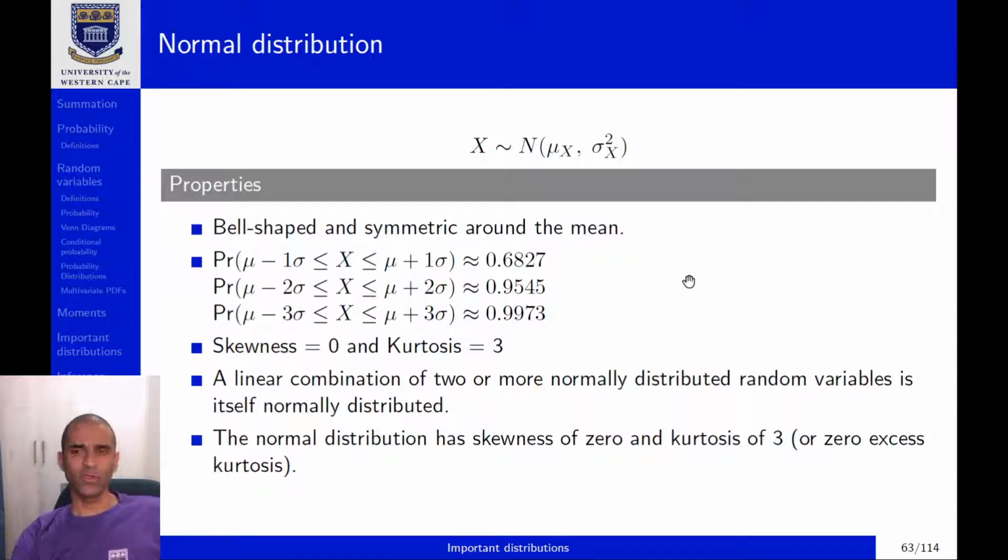And almost all observations, or at least 99.7% of observations of a normally distributed random variable, lie within 3 standard deviations on either side of the mean. The normal distribution also has 0 skewness and a kurtosis of 3, or 0 excess kurtosis. An important feature of a normal distribution is that a linear combination of 2 or more normally distributed random variables is itself normally distributed.